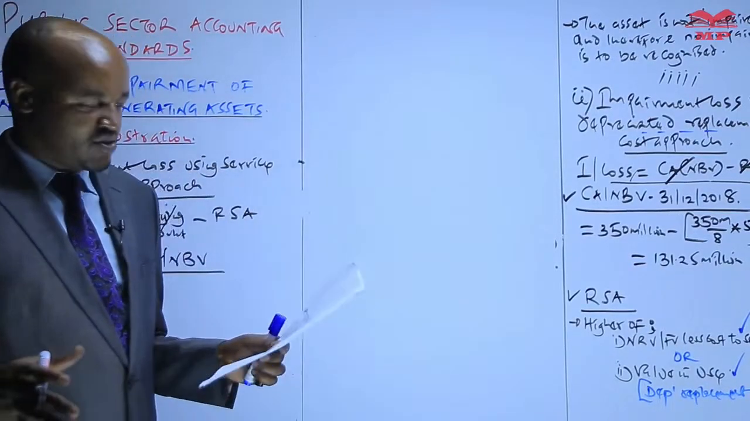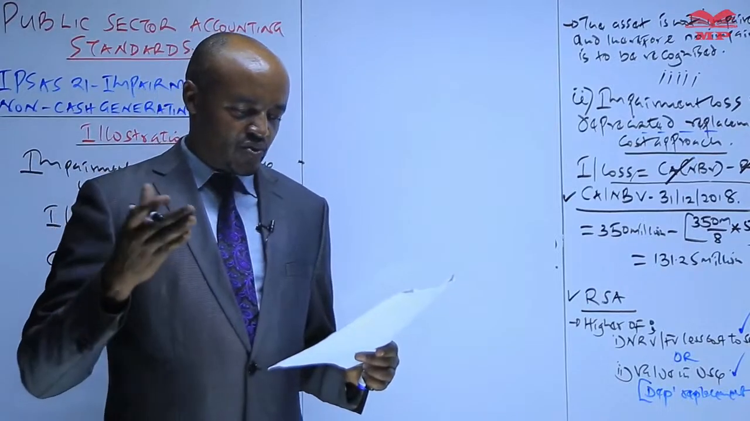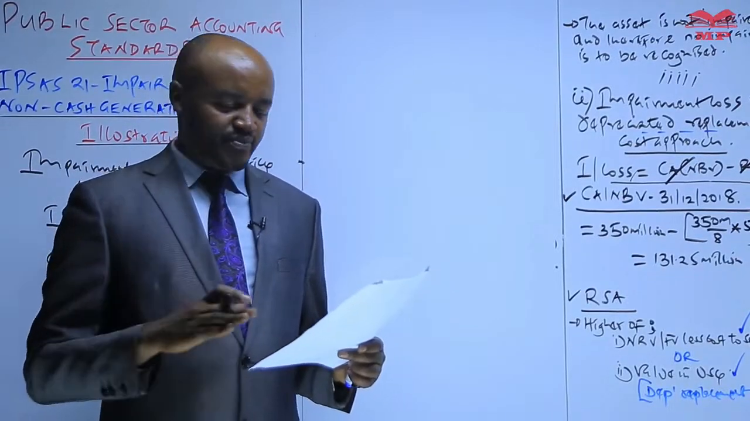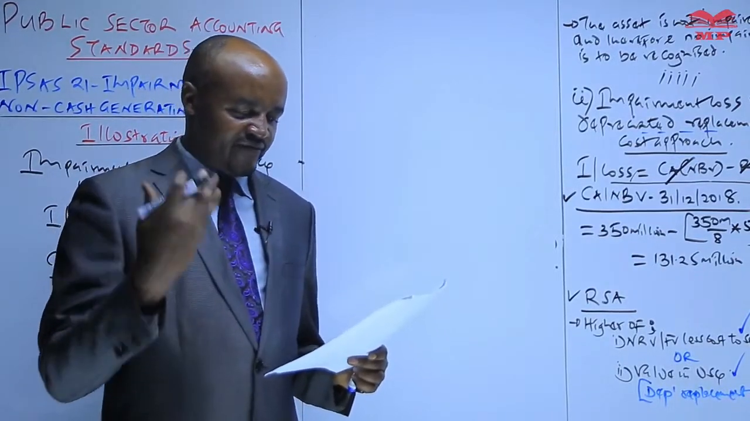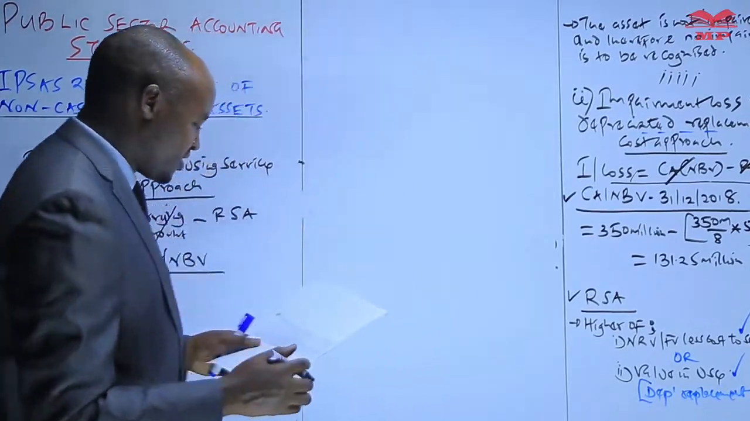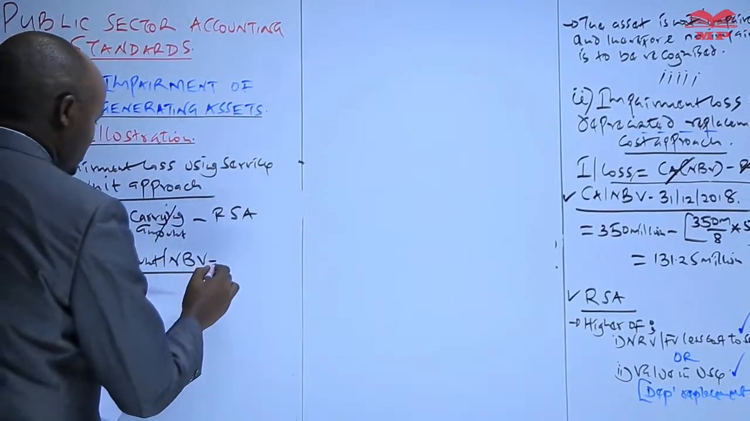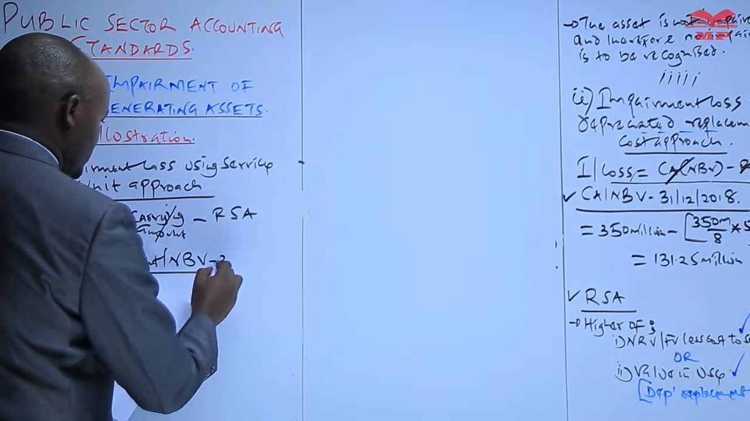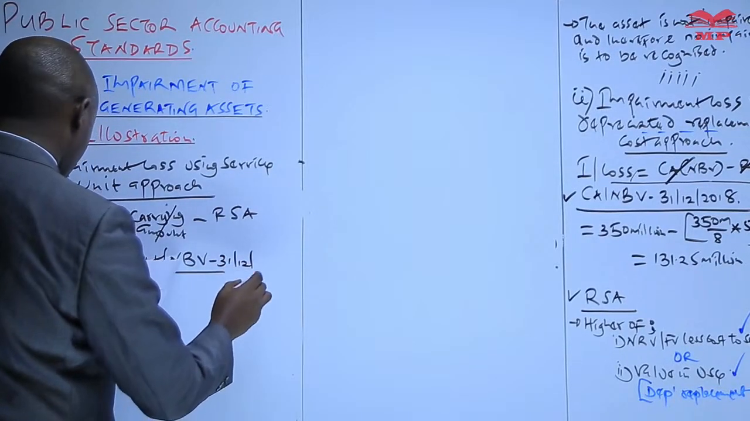It means that the performance of this asset was worse than what was originally expected due to that automated feature of the machine not working as expected. Therefore, an impairment review was supposed to be conducted on 31st of December 2012.